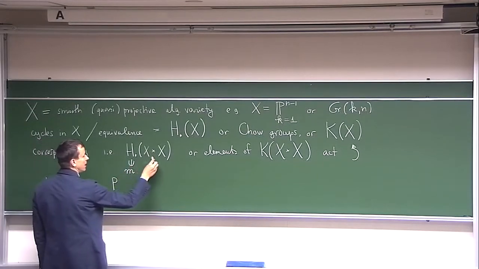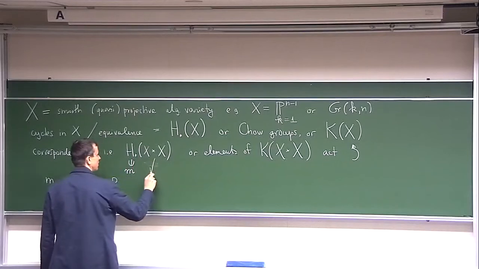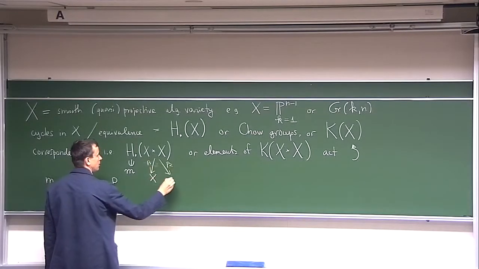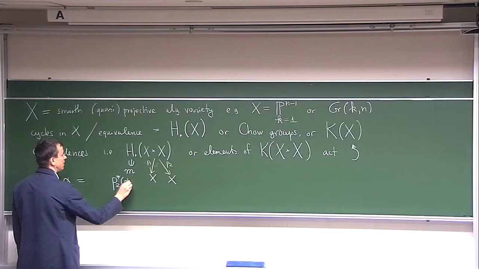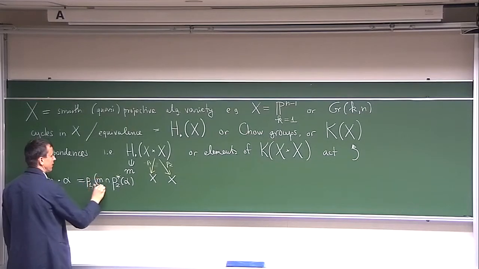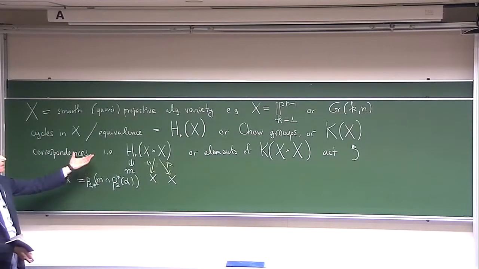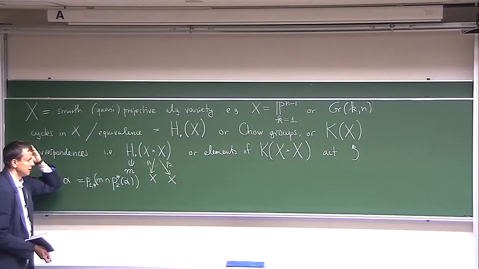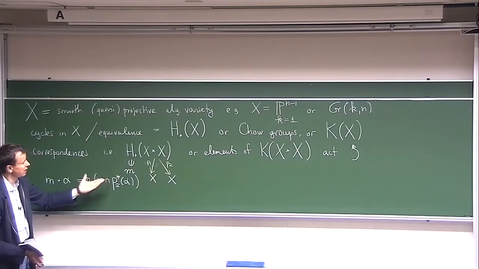From this product there are two projections. So I pull back alpha under the projection to the second factor, I intersect with M, and I push forward under the projection to the first factor. So here I'm intersecting cycles, which I can do because I have assumed that my variety is smooth. Or if I had a cohomology class, I could take a cup product.